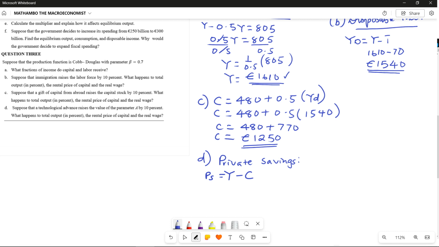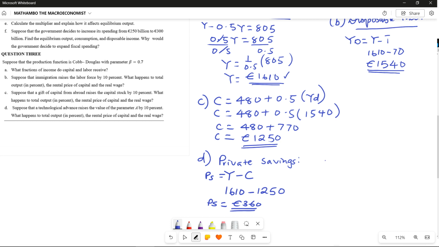Now our equilibrium income is 1610 minus the level of consumption, which is 1250. Can we get the difference there? It gives me private savings equal to 360 euros. Okay, so this is our private savings.